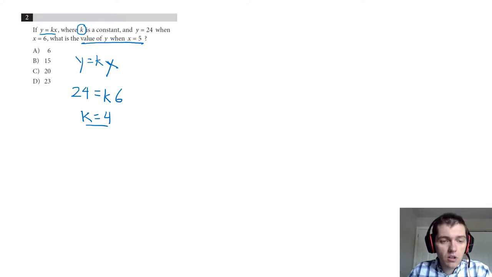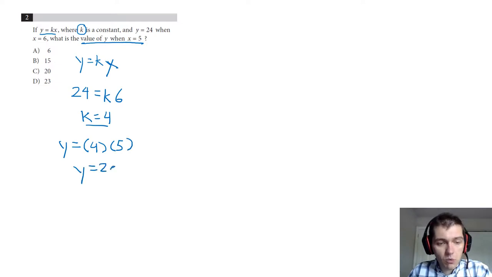You can go back, plug in that k equals 4 with now using your value of x is 5. So you have y is equal to 4 times 5, and that will result in y is equal to 20, and that is your answer C.